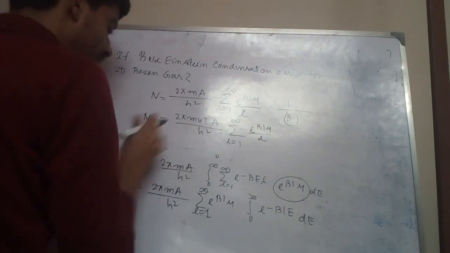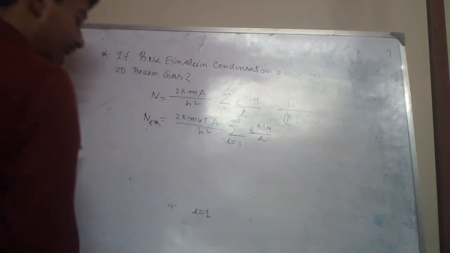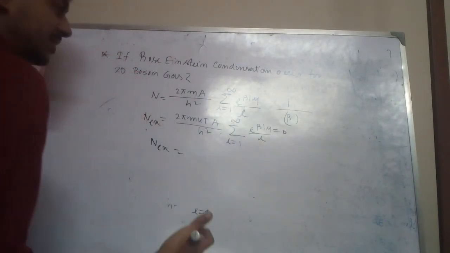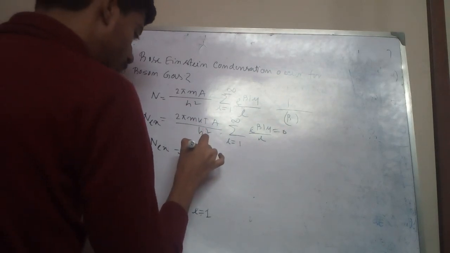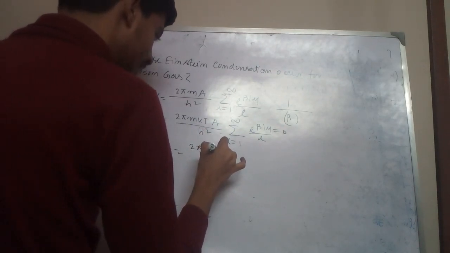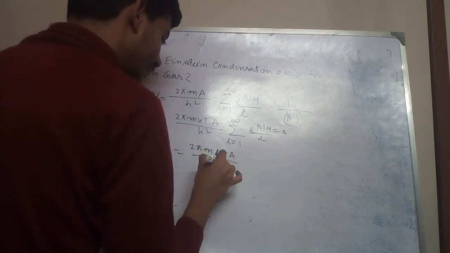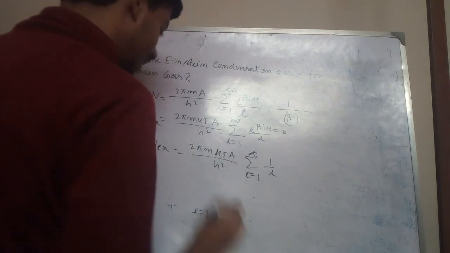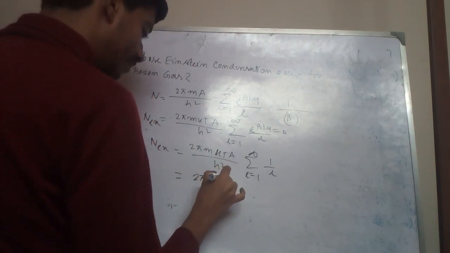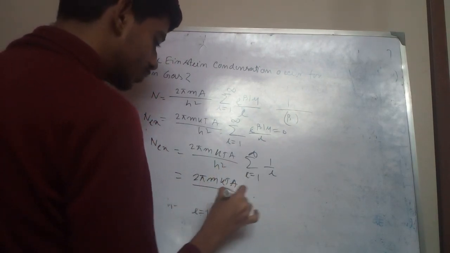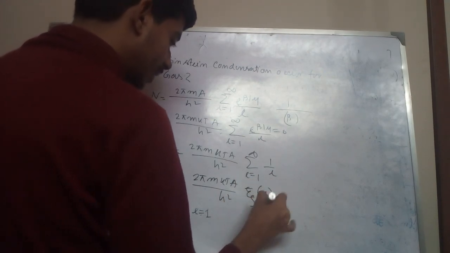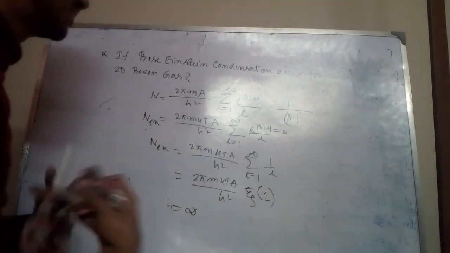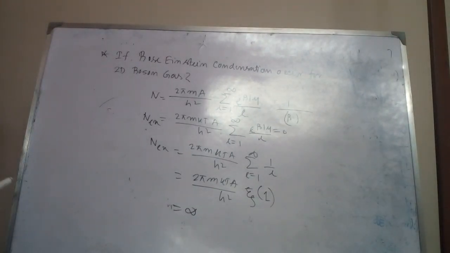For the maximum value, mu must be 0. So 2 pi mkTA by h square, sum over L from 1 to infinity of 1 by L, that is zeta 1, which is the value of infinity. So in the excited state there is a possibility of an infinite number of particles.